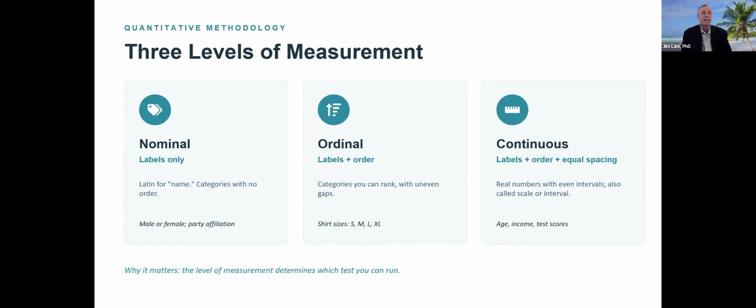In continuous level data, you have labels: 5 years old, 6 years old, 7 years old. There is an order, obviously, and they're equal intervals, right? So aside from a leap year, you do have 365 days in between those different years. Okay, so you need to know that. It's easy enough to know: name; name and order; name, order, equal spacing. Okay.